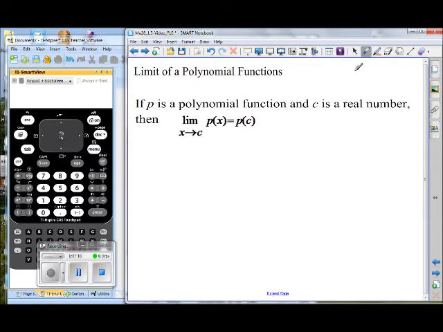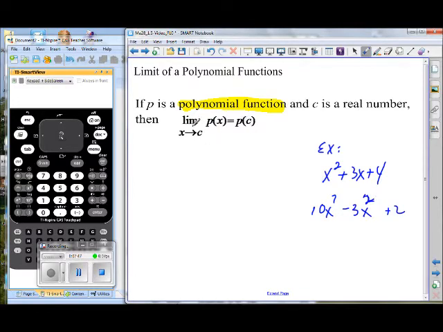Okay, here's one of the statements that we really like. The limit of a polynomial function. Now, as long as we are talking about a polynomial, remember, examples of polynomials are things like x squared plus 3x plus 4. We could have 10x to the 7th minus 3x squared plus 2. Anything of that nature is a polynomial.